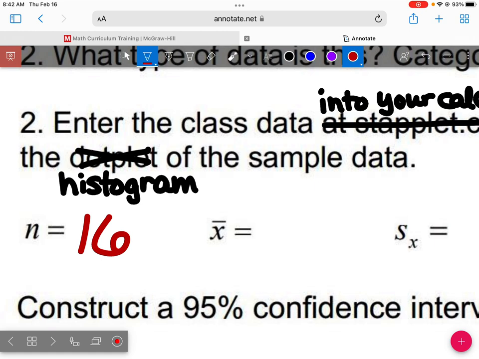Mine gives me options here. There we go. Tells me my n value right here, which we already knew. There's my x bar, 14.125. Here's my sample standard deviation, 3.38. Take a picture of that again so that I can write that down.